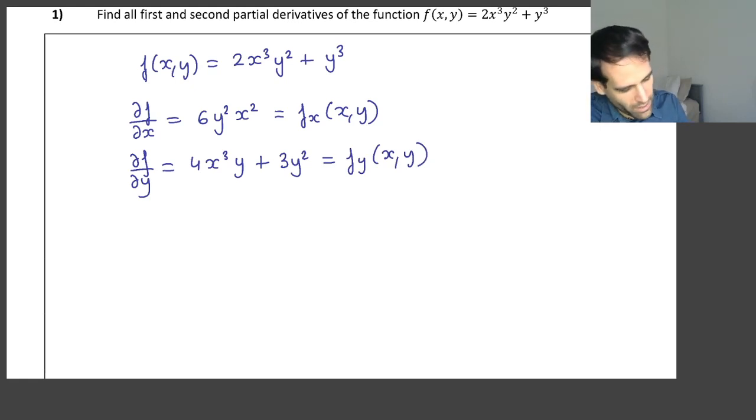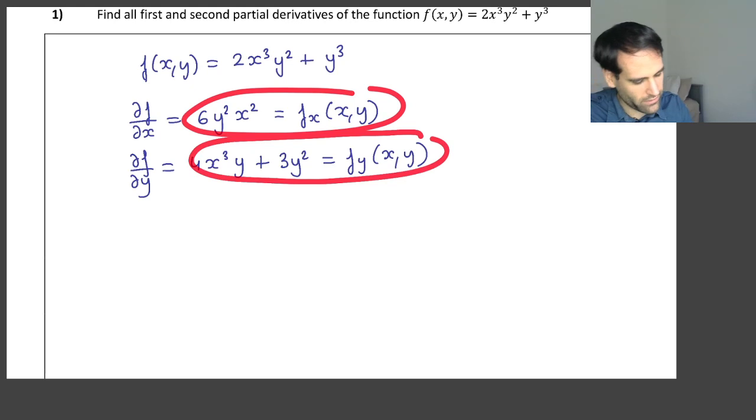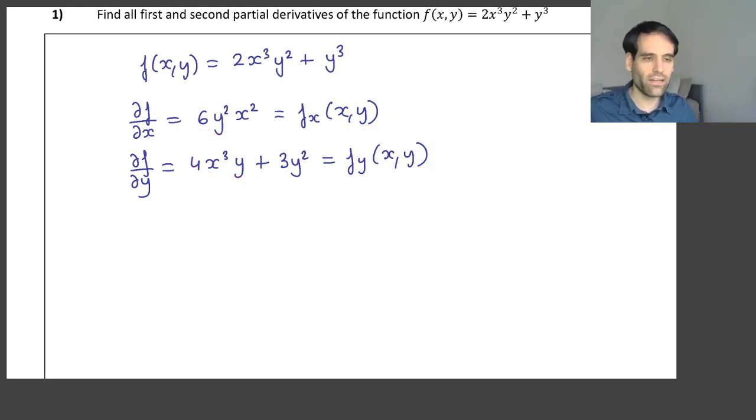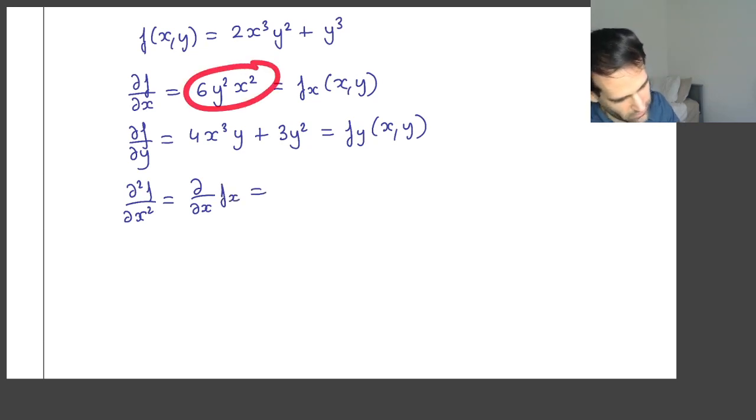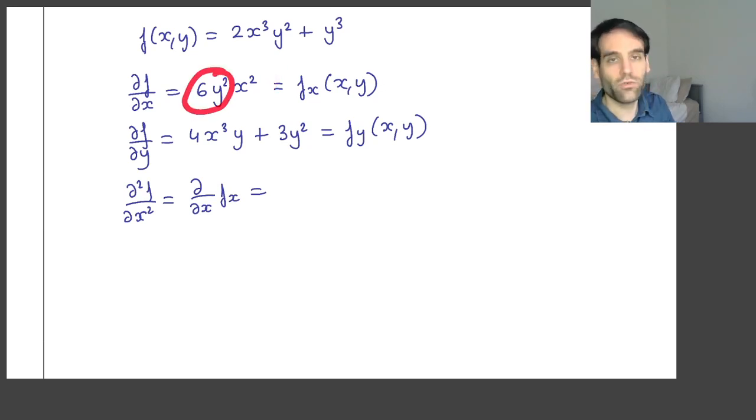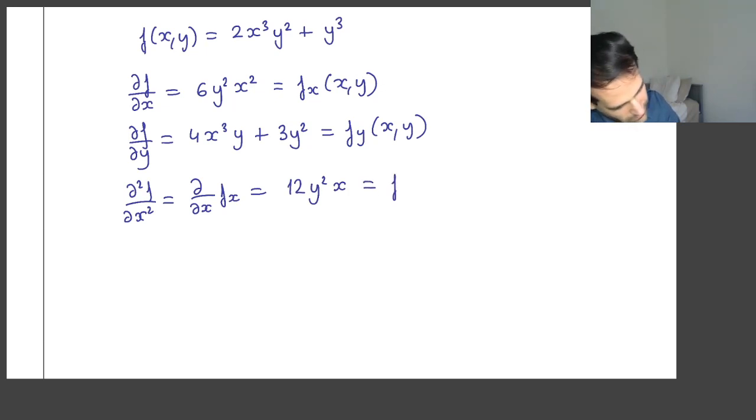Okay, now starting from these two functions, which are the two first order partial derivatives, we can calculate the second order partial derivatives. And remember that we have 4 combinations. Okay, so we can first do the second order partial derivative with respect to x, which is the partial with respect to x of f x. So we need to do the partial with respect to x of this. So this is all a constant, 6y squared, it will be left at the beginning, and then the derivative of x squared, which is 2x, so the answer will be 12y squared times x. Okay, and this is what we would call f sub xx of x and y.